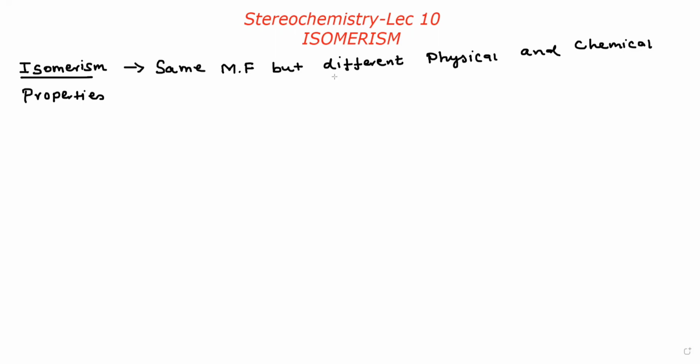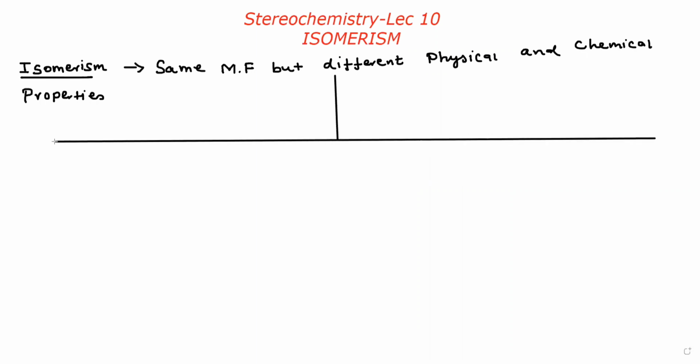There are three important types, very important from our stereochemistry point of view. The first classification is constitutional isomer. You also call it structural isomer.